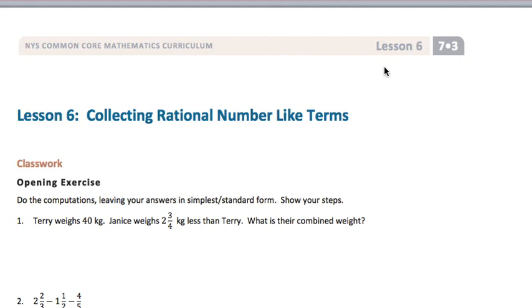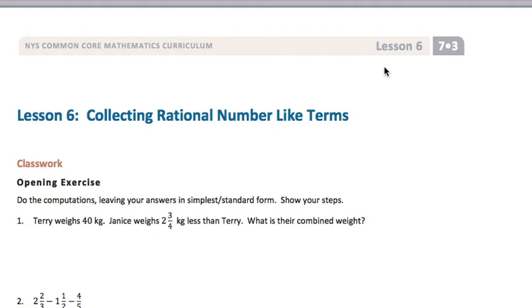In Module 3, Lesson 6, we're going to collect rational number-like terms in the same way that we've been using integers to combine like terms. So in the opening exercise, we're going to practice working with rational numbers. Question number 1, Terry weighs 40 kilograms. Janice weighs 2 3/4 kilograms less than Terry. We want to know what their combined weight is.